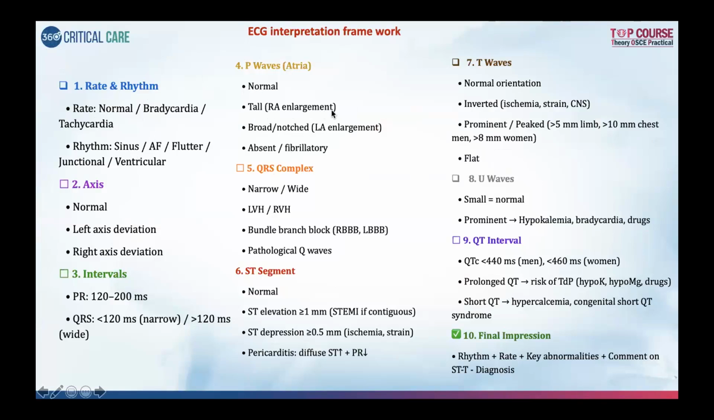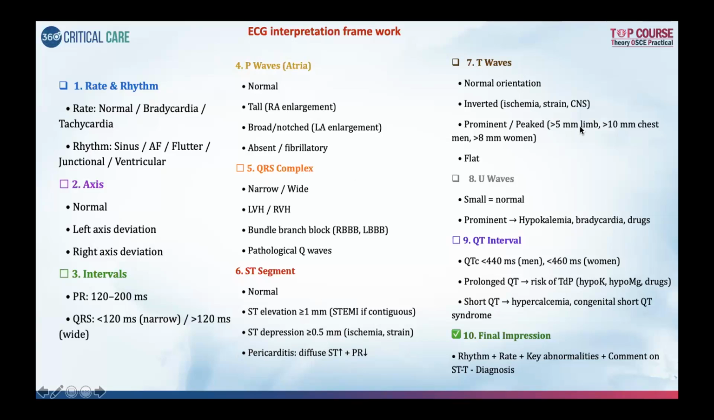If it's tall, it's a P pulmonale, wherein the right atrium is involved, enlarged. Broad notched is LA enlargement. And then QRS, whether it's narrow or broad, and then look at the bundle branch block pattern, whether there's any hypertrophy, ST segment elevation, depression, or whether it's a pericarditis.